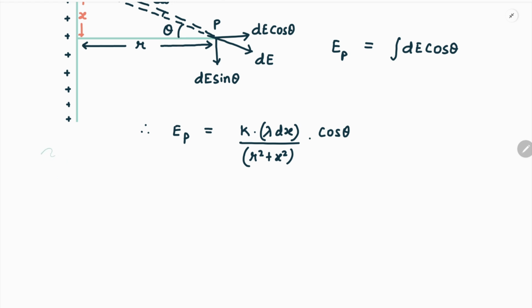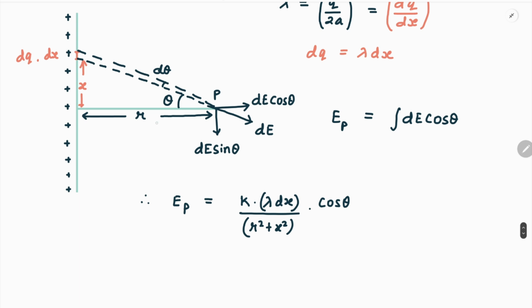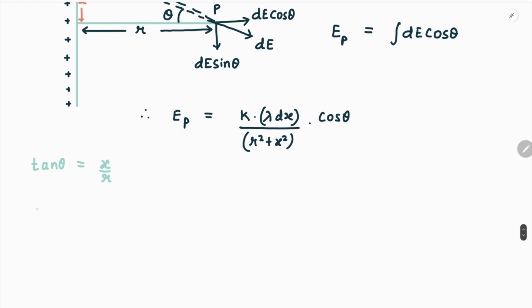For applying the substitution method in this triangle, we consider tan theta equal to x by r, and therefore x can be written as r tan theta, and dx by d theta can be written as r sec square theta. So dx is r sec square theta d theta. We will use this value of x and this value of dx to calculate the electric field at the point P.